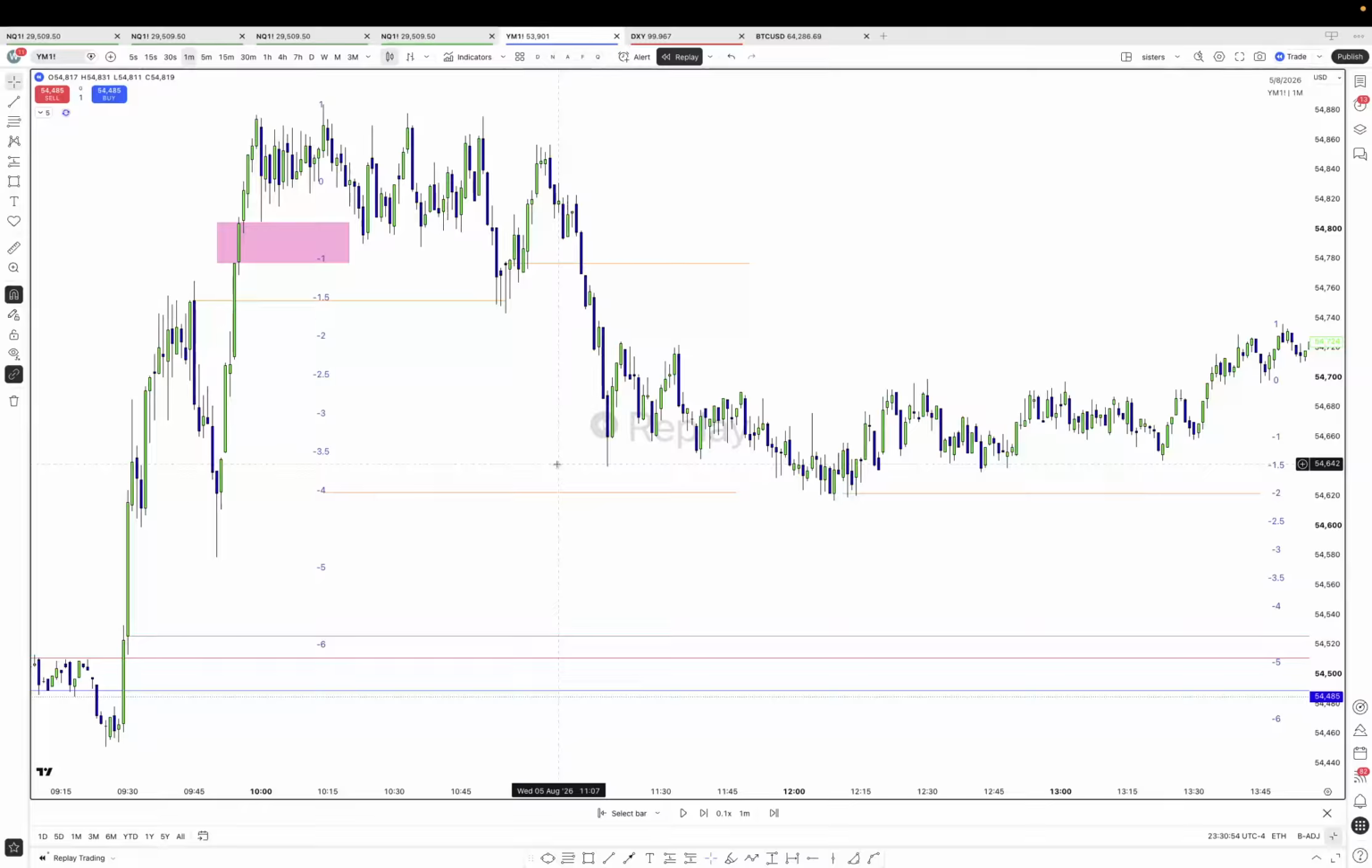Only looking at certain things, time levels, previous day's highs and lows, high time frame fair value gaps, and standard deviation. Those are the only things I look at. And that's how I keep my chart clean.